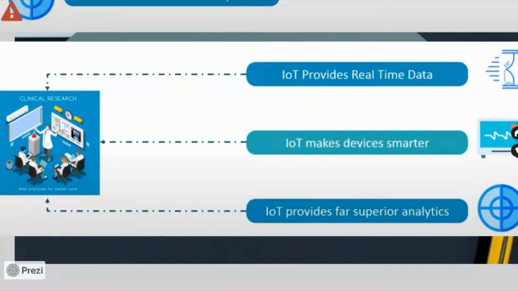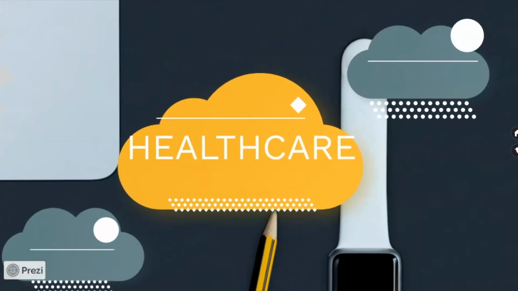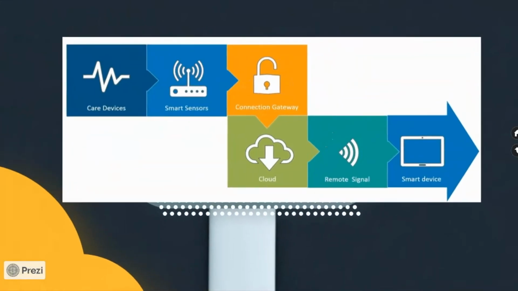IoT opens ways to a sea of valuable data through analysis and real time testing. Internet of Things empowers healthcare professionals and improves the quality of care. Finally, it ultimately reduces the unsustainably high costs of medical devices. Here's an example. This is basically an outline of how a care device works.